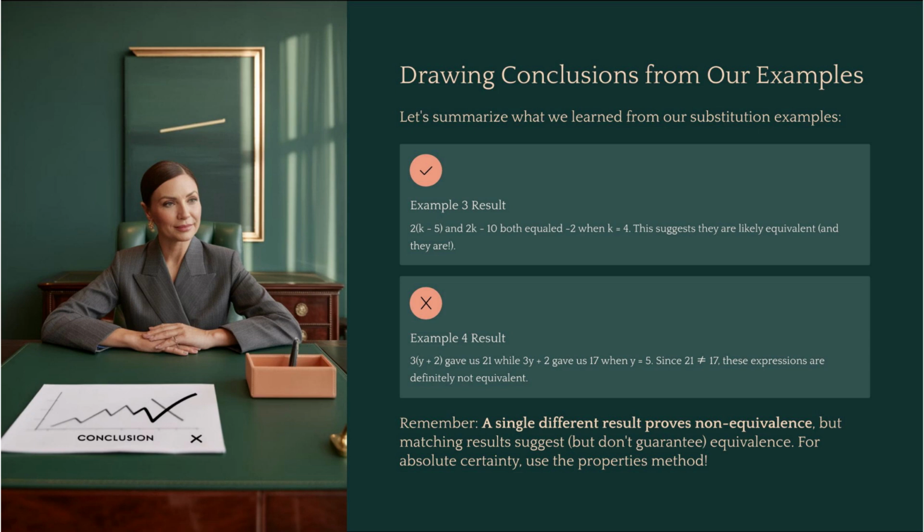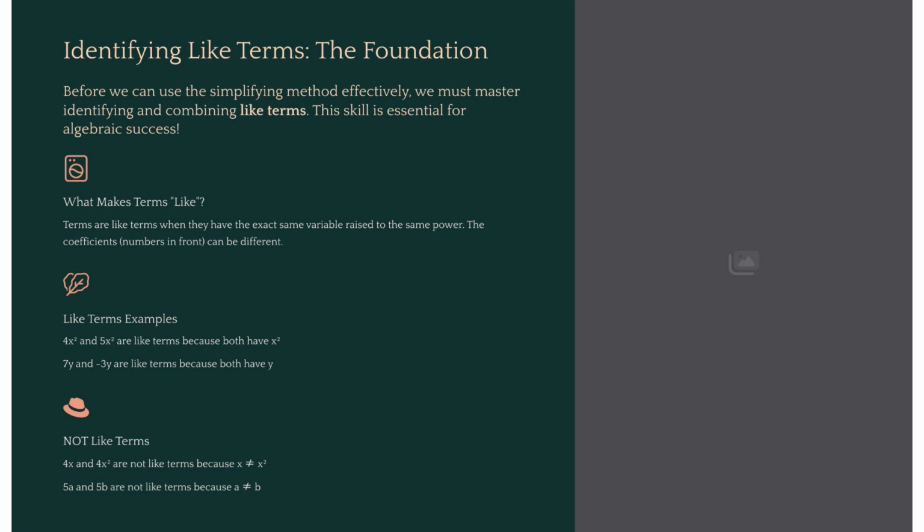When using the simplification method, you must be a master at identifying and combining like terms. Like terms are terms that share the exact same variable and the same exponent. For example, 4x and 5x are like terms, but 4x and 4x to the power of 2 are not like terms because the exponents are different. You can only combine the parts of an expression that are truly alike.